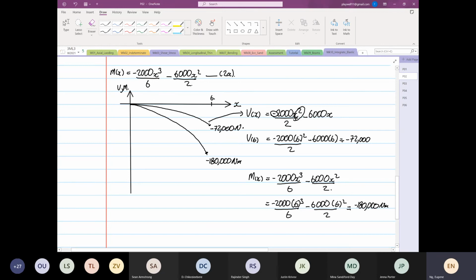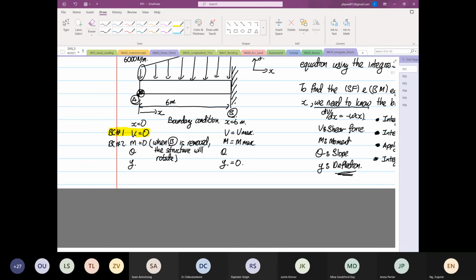Right. Okay. So as I mentioned, the only thing that we know is that at x equals 6, this value is the highest. Now, I'm going to go back again, right? I'm going to circle this. Now, these are not boundary conditions at all. We know it's the maximum, but it's not a boundary condition, okay? It's just the trend, okay?